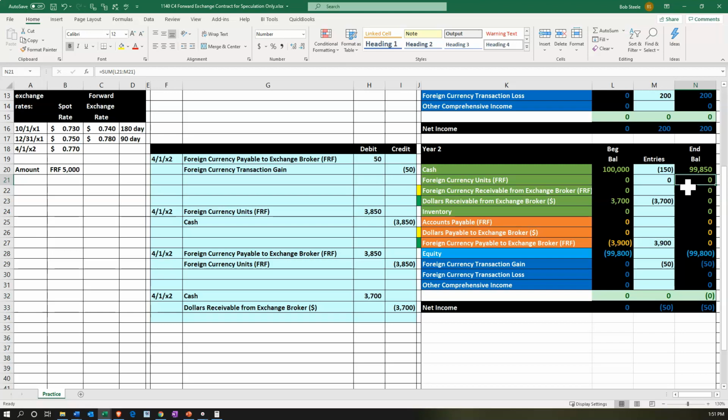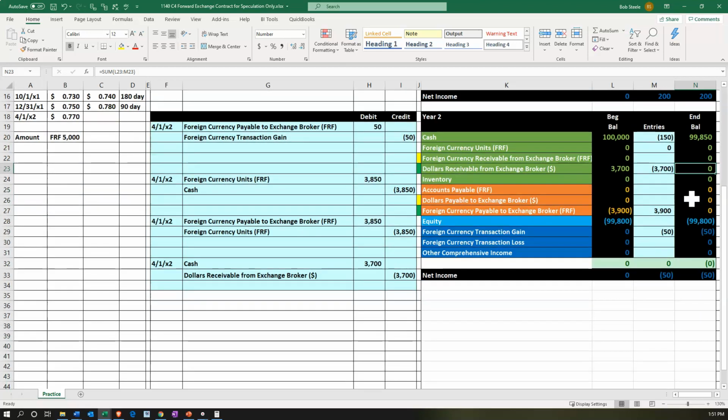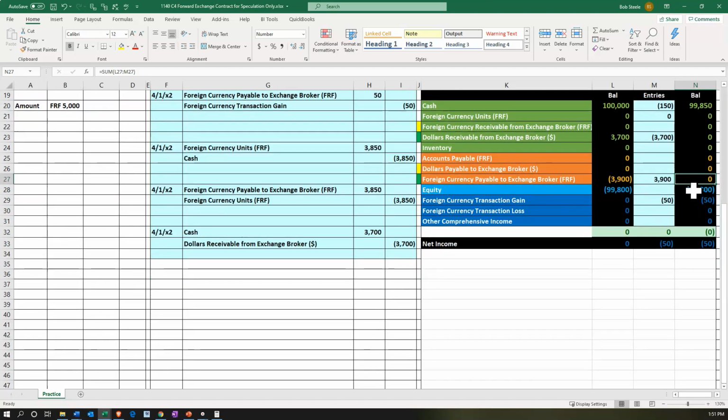So we've used the foreign currency units in order to pay off the forward contract. Then we have the dollars receivable from the exchange broker. We have now received those, and so those have been in cash now, of course. And then the foreign currency payable to the exchange broker has now been paid off. So that's going to be back on down to 0.